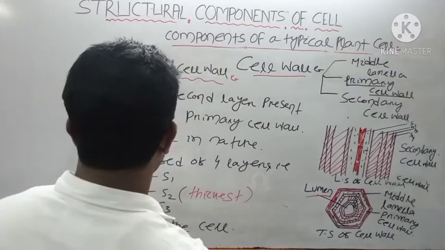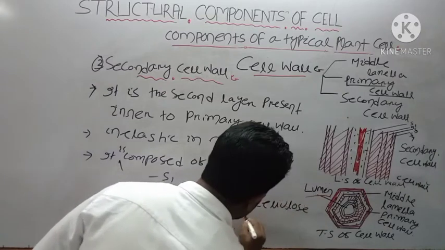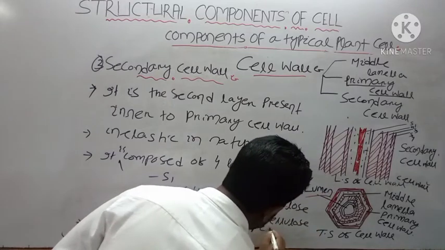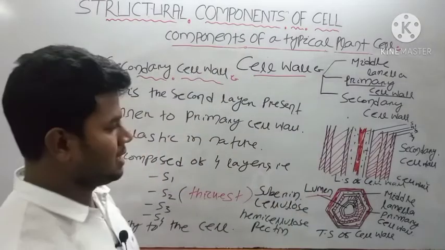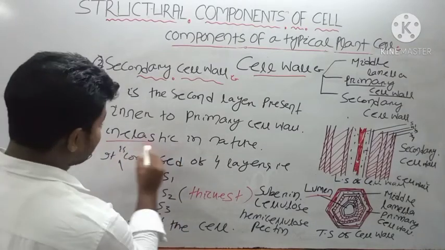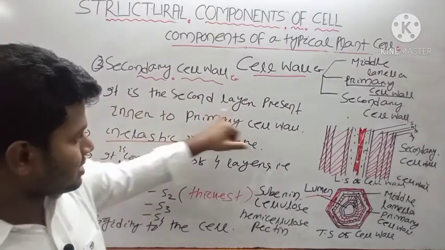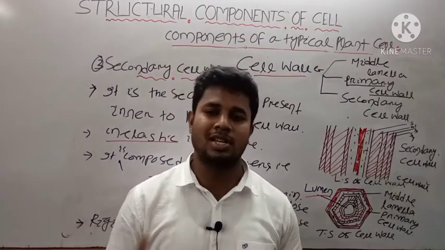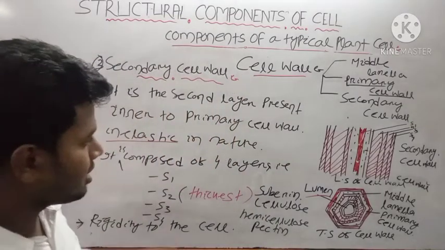It is also composed of cellulose, hemicellulose, pectin and sebaceous. Okay, note down these points. And it is inelastic, but the primary cell wall is elastic, the secondary cell wall is inelastic. It is the second layer, inelastic in nature, and presence of four layers, S1, S2, S3 and S4, which gives rigidity to the cell. Note down these points, then we will discuss.